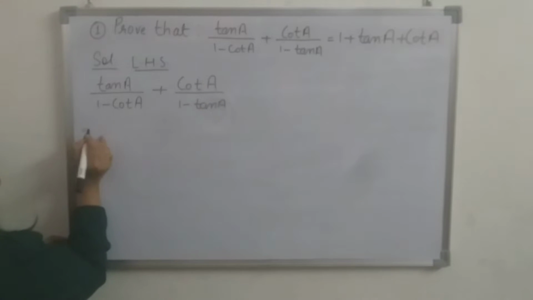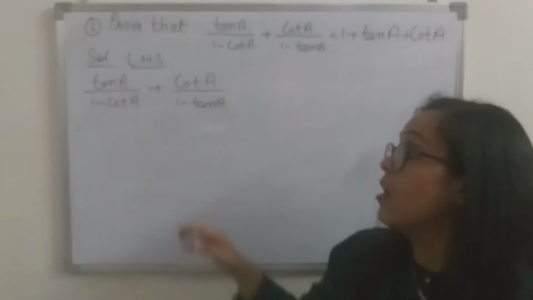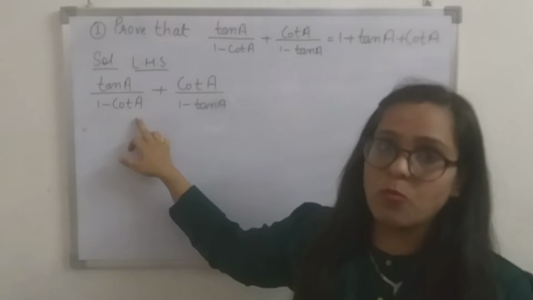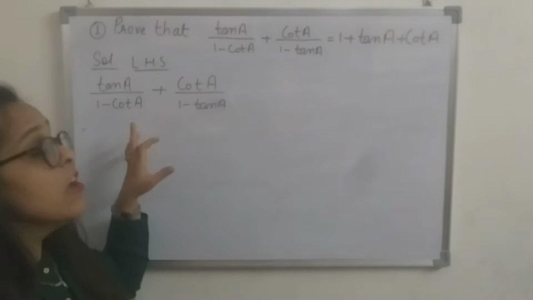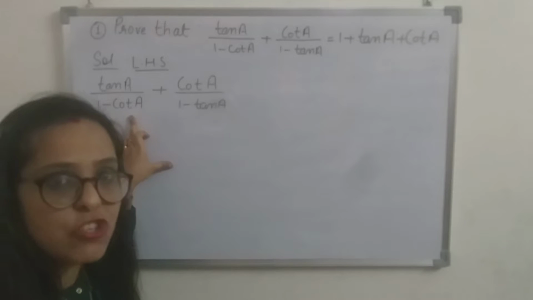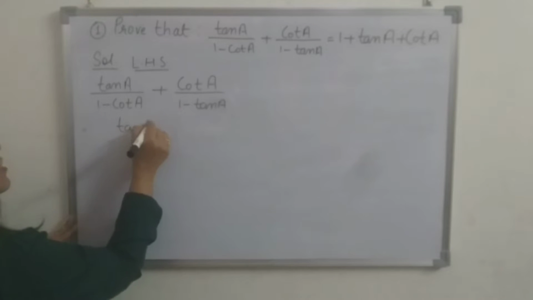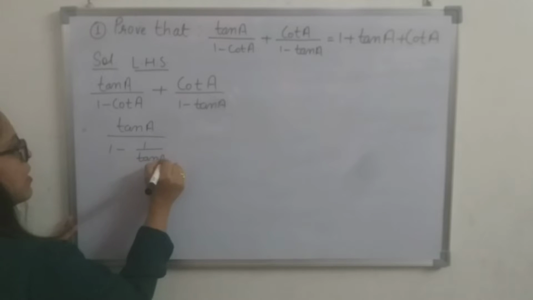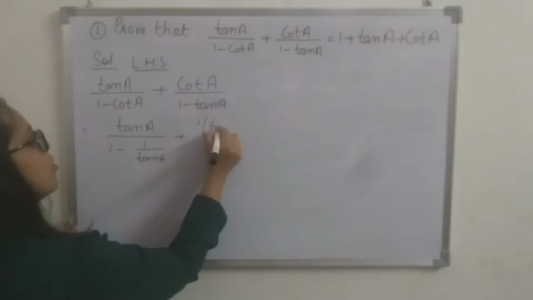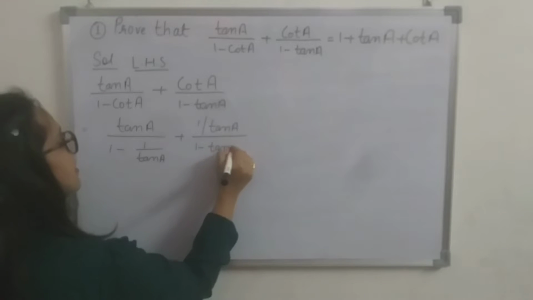Now see, here we need to take the LCM, and dear students, we know that to take the LCM, we need the denominator same or almost same, so that it may become easy for us to take the denominator. So here we will also try to make the denominator same or almost same. We know that cot and tan are having relations, so we will convert cot into tan. We know that it is a reciprocal of tan, so we can write it like this: 1 minus 1 upon tan A plus here also 1 upon tan A and 1 minus tan A.